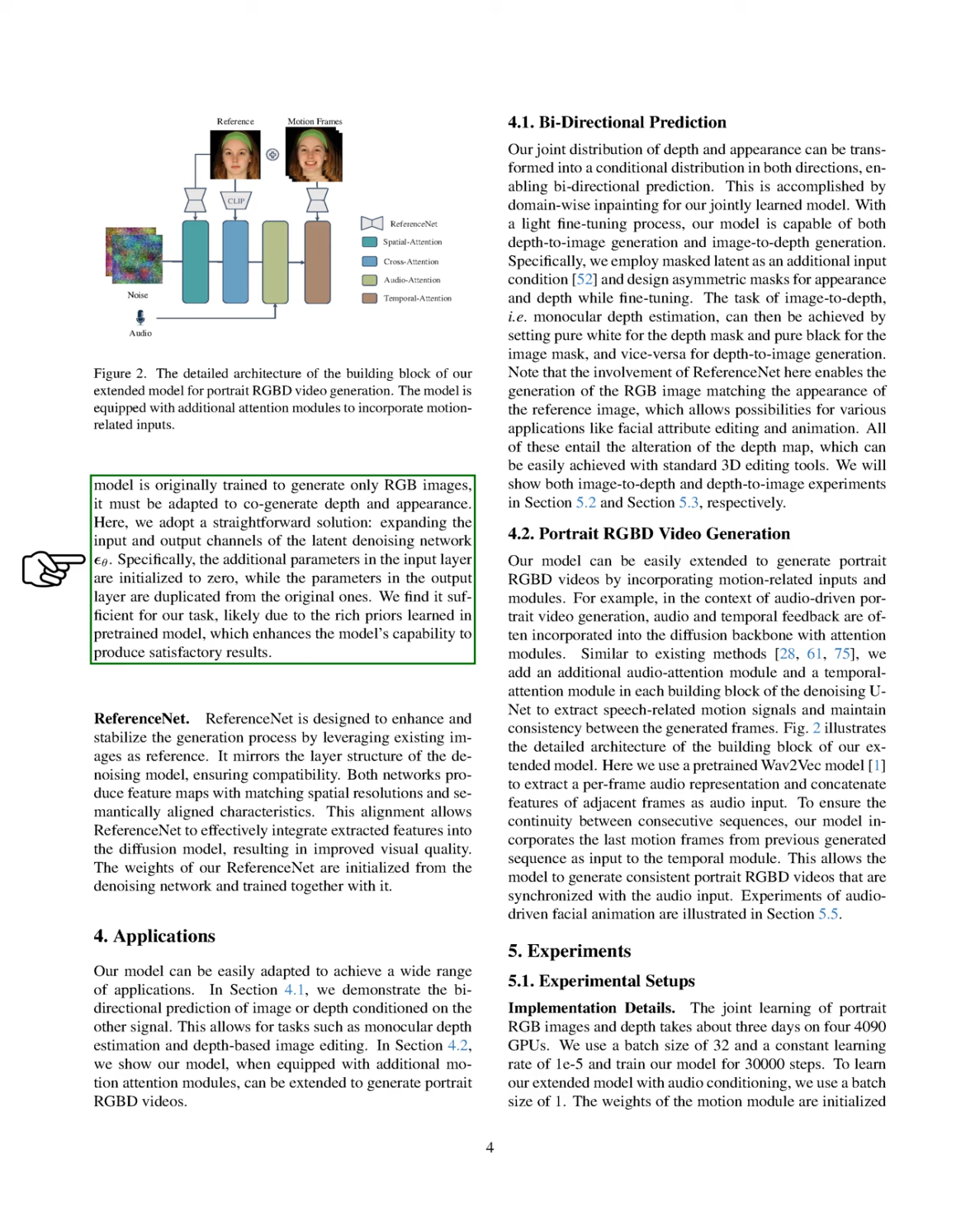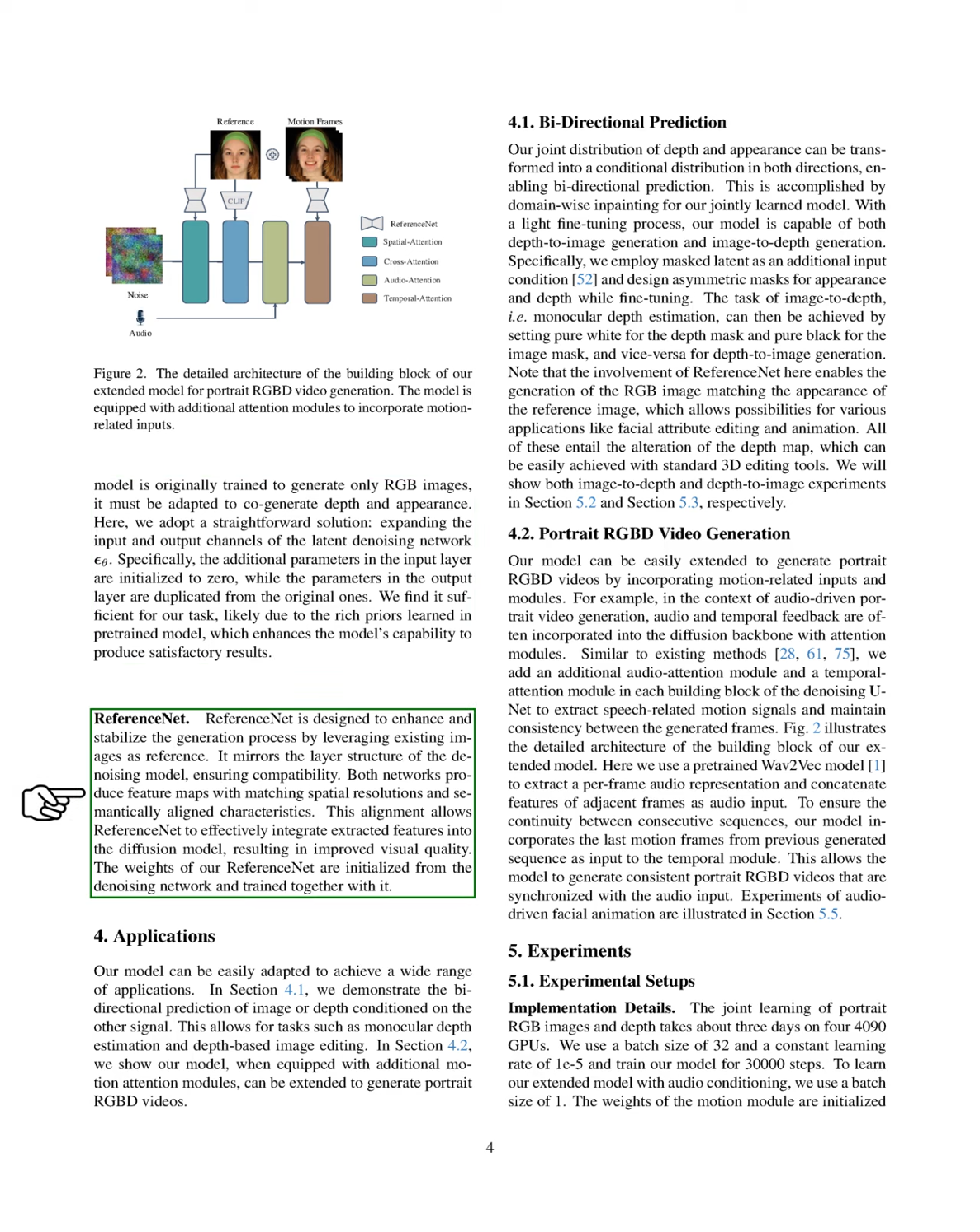This approach works well for us, likely because of the strong prior knowledge in the pre-trained model, which helps in generating good results. Next, we introduce ReferenceNet, which is created to improve and stabilize the generation process by using existing images as references. It has a similar layer structure to the denoising model, ensuring they work well together. Both networks generate feature maps that have the same spatial resolution and aligned characteristics, allowing ReferenceNet to effectively incorporate features into the diffusion model, enhancing visual quality. We initialize the weights of ReferenceNet from the denoising network and train them together.